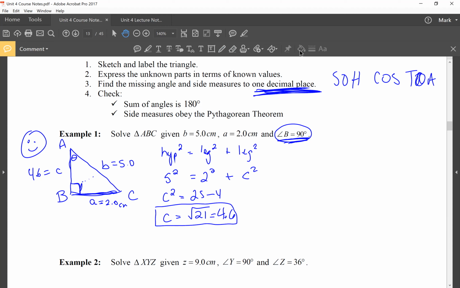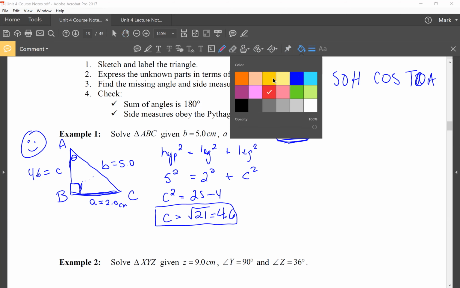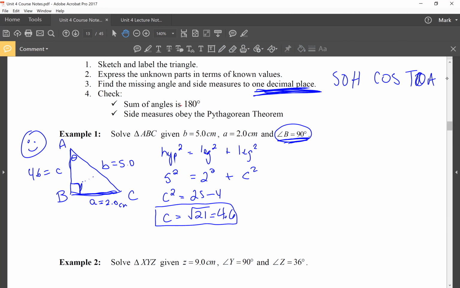Angle A. So, let me just change my color because this is looking a bit crazy. Okay, so I want to find angle A. What is angle A? Well, here's what I'm going to do. This is capital A, so I'm just going to call it A. What is big A? Not lowercase a, big A. Big A is the angle.